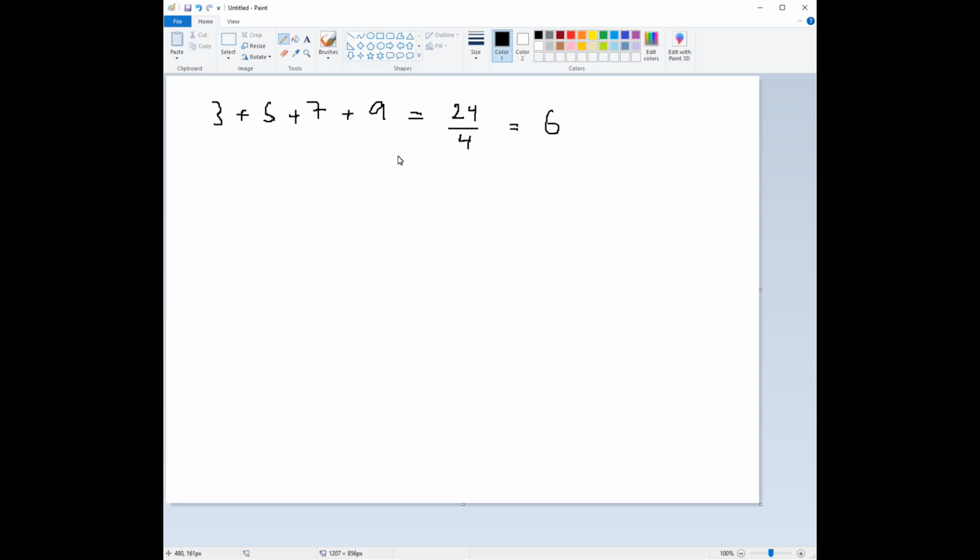So recap, basically add all the numbers together that you have, and then you divide by the total number of numbers. So if there are 5 numbers, you divide by 5. If there are 7 numbers, you divide by 7, so on and so forth. And that's how you find the average. Okay, let's do the median.